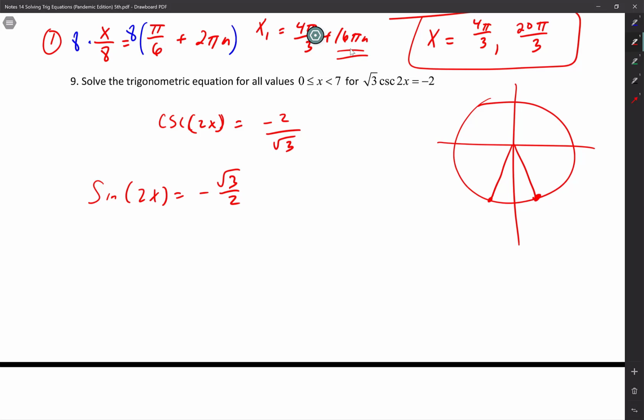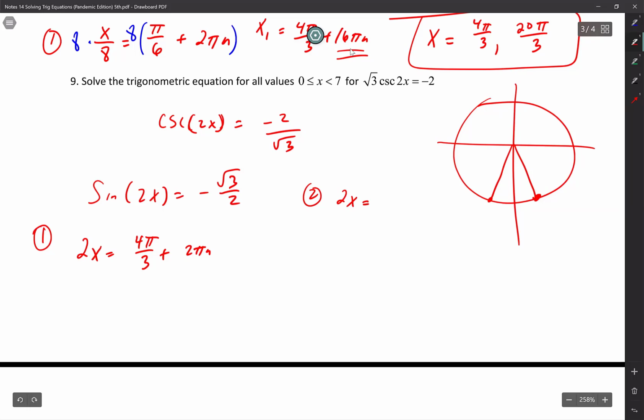So now I'm going to write arc sine. So you can do 2x equals, I'm going to call this equation 1, 4 pi over 3 plus 2 pi n. And here's equation 2. 2x equals 5 pi over 3 plus 2 pi n. Yay or nay, guys? Is that a yay? Okay.